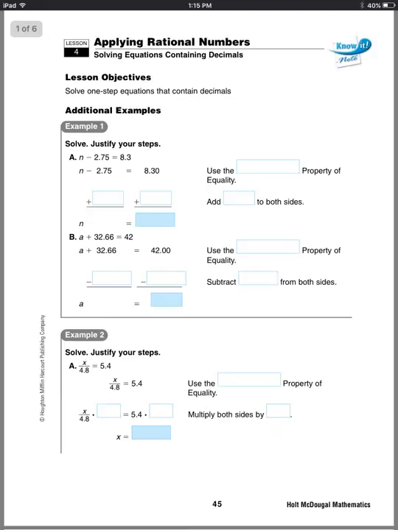Alright, today we're learning one-step equations that contain decimals. So we've been doing decimals the last few days, adding, subtracting, multiplying, and dividing. And now we are going to solve for a variable using decimals.